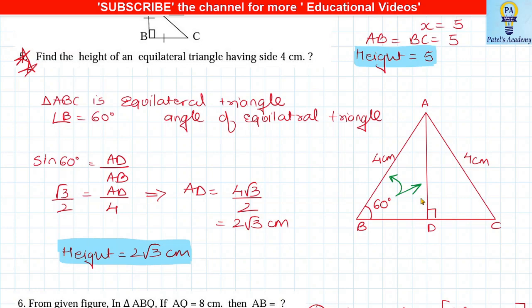Okay, I'm using sine 60. Why sine 60? Follow the arrows. Okay, what is sine? Opposite upon hypotenuse. Opposite is AD, that is nothing but the height, upon hypotenuse is AB. So here I am substituting the value of sine 60 as root 3 upon 2 equals AD upon 4. Just shift 4, we will get the value of AD as 4 root 3 upon 2. I'll just reduce this, we get 2 root 3, and that 2 root 3 is nothing but the height of the equilateral triangle. Okay, important sum.